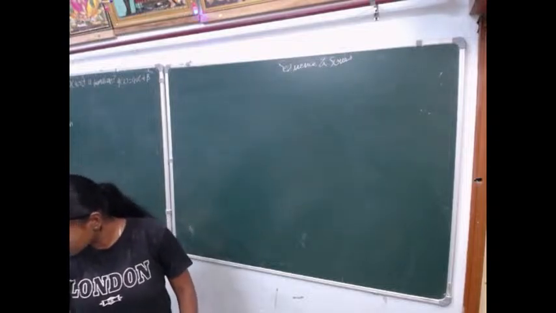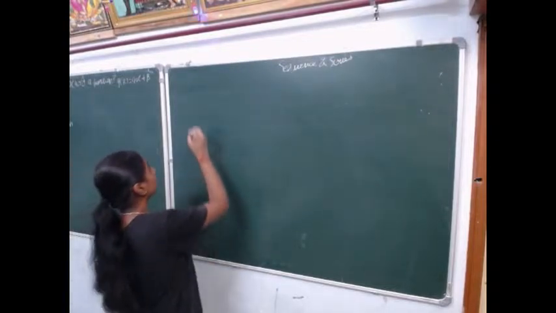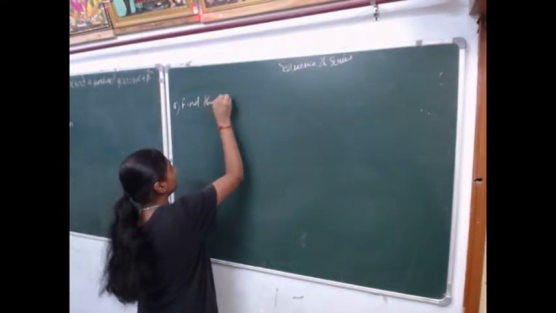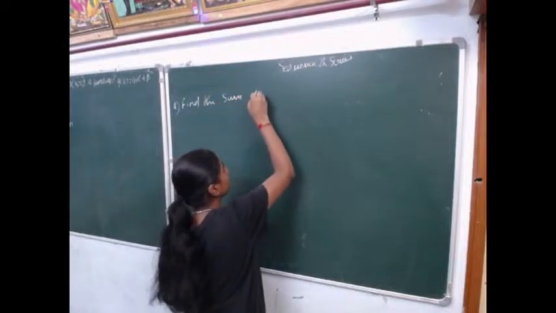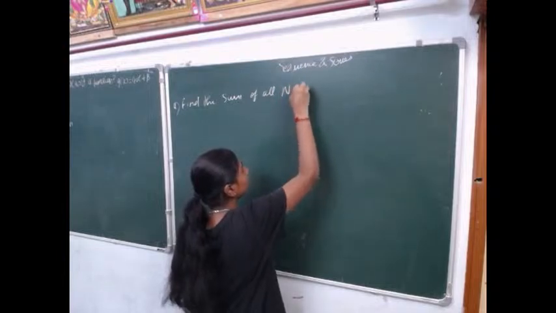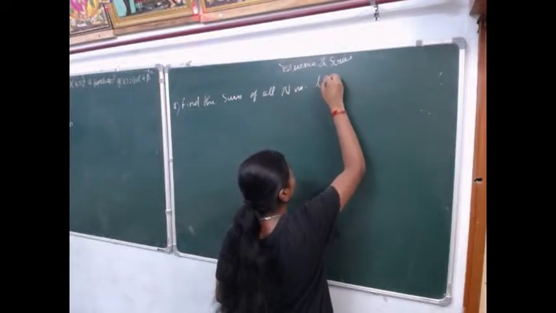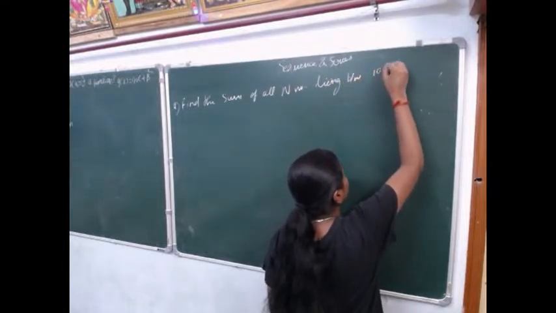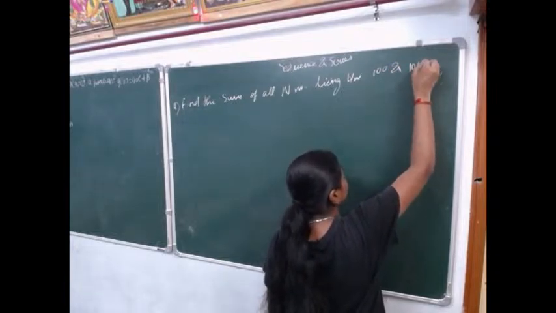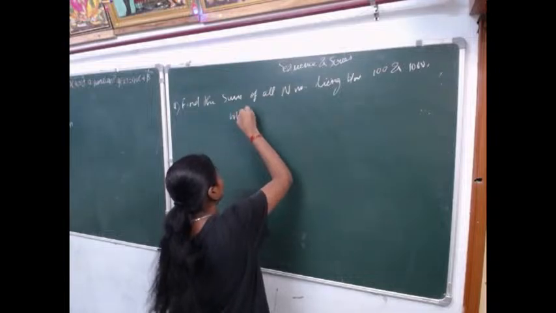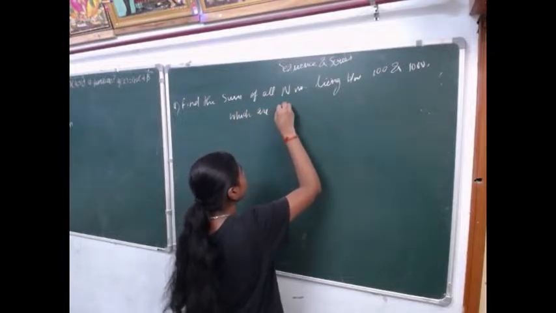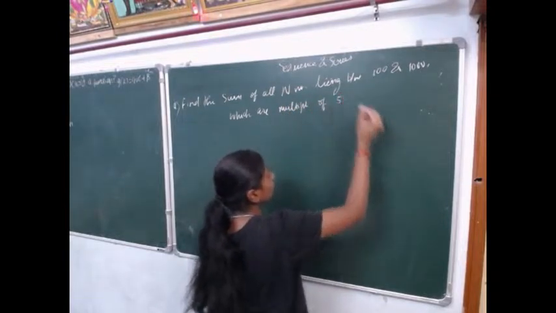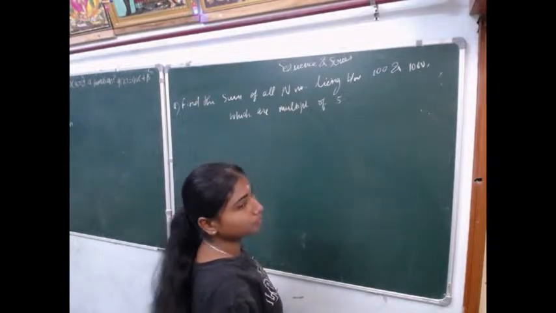Yes. Find the sum of all natural numbers lying between 100 and 1000, which are multiples of 5. Solution.